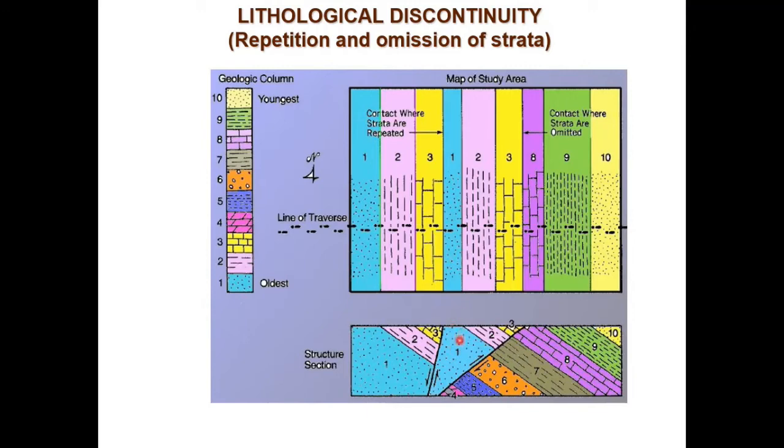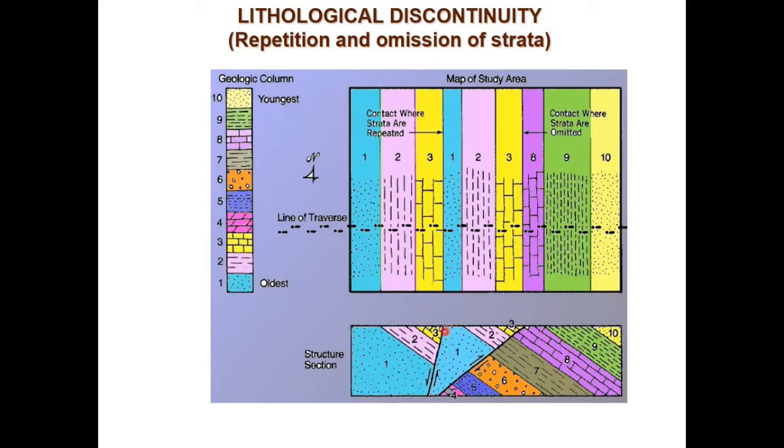So right here we have the oldest unit exposed in the footwall of a normal fault. And on the other side, we have younger units exposed. So this is a typical age relationship for normal faulting.